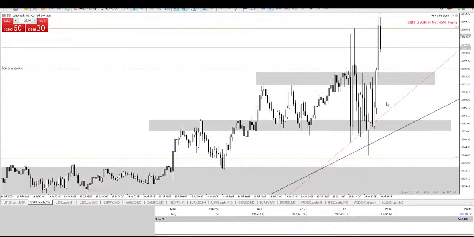Wow, look at this bullshit. It's coming for those stop losses. It could possibly pull back all the way down here.